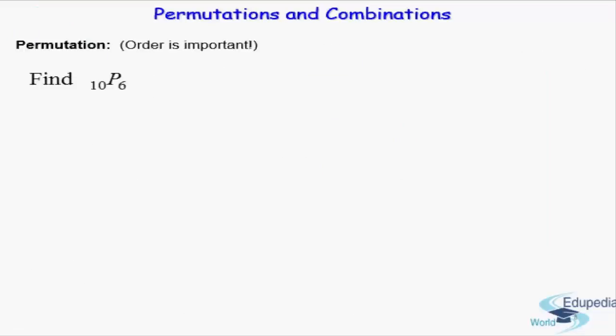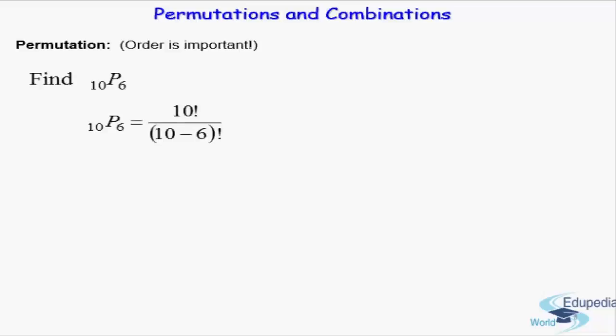Now moving on, let's see how we solve this one. 10P6, what do you have here? 10 is basically the n and 6 is the r. So what are you going to get? How about you write it down? The best way to solve this is to write it down. If you write it down, you're going to see that it is 10 factorial over 10 minus 6, whole factorial.